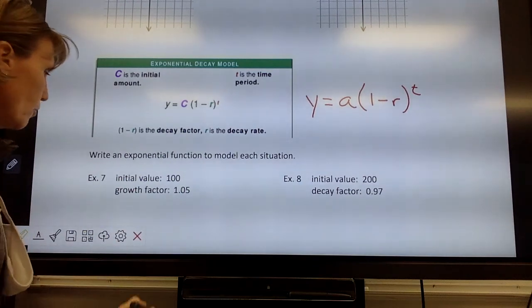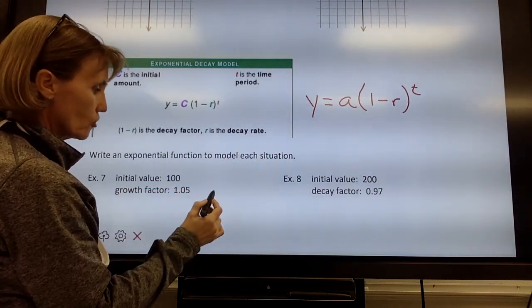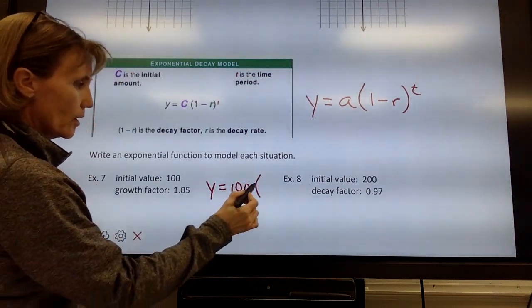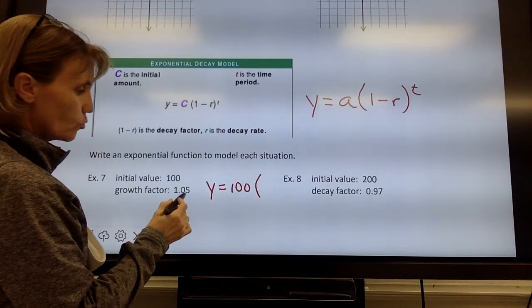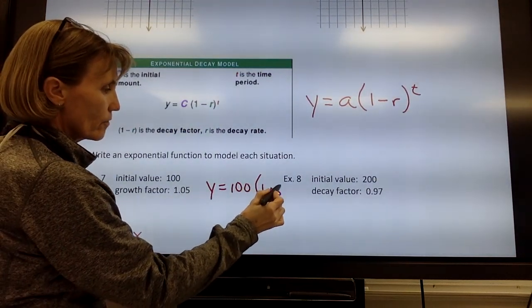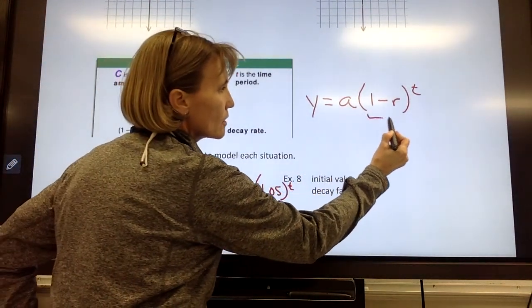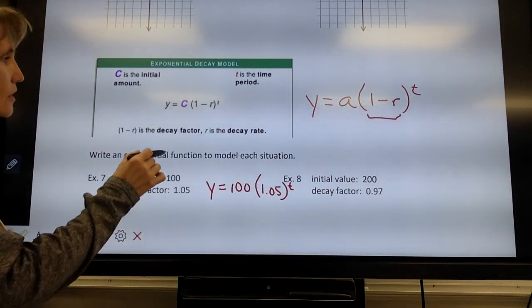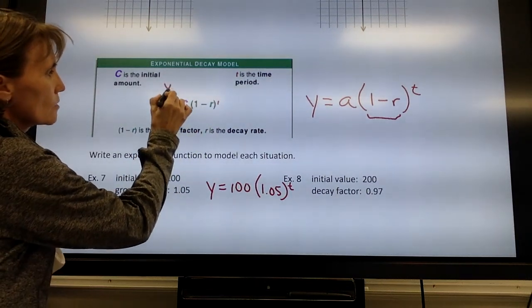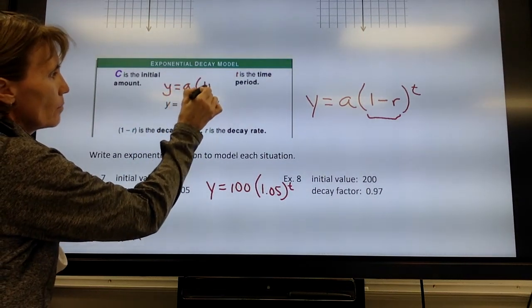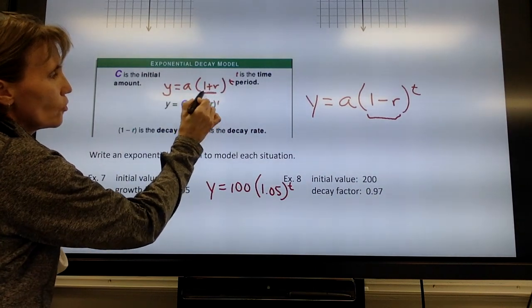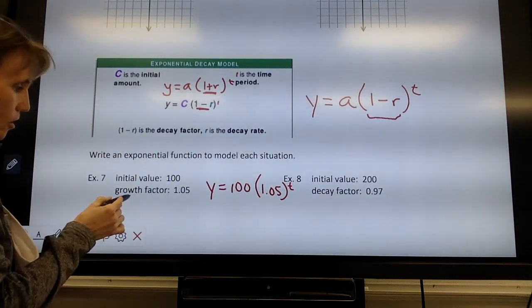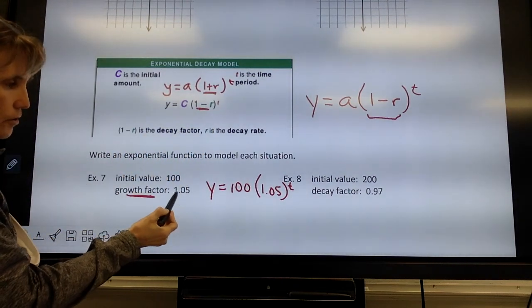All right, so an example here, the initial value is 100. That's your A. So you'd say Y equals 100, and then in parentheses, I would have my growth factor, 1.05, raised to the T. All of this, after you do the adding, is called your growth factor. When it was plus, so if it's Y equals A, 1 plus R to the T, this is your growth factor. Growth because you're adding on to it. When you're subtracting, that's your decay factor. So they're giving you a growth factor, we expect it to be greater than 1.